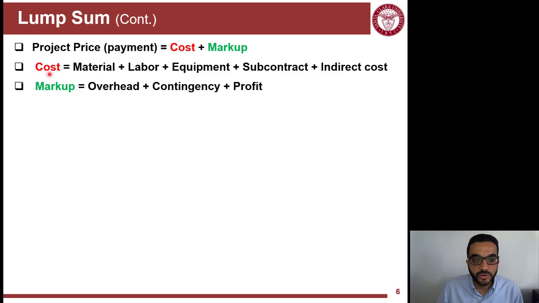Now the cost will include the cost of everything that goes into delivering the project: material, labor, equipment, subcontractors, and also indirect costs. We'll not go into details. This is part of the cost estimating course, but you can read more about these. Typically, you know how much things will cost you, and then you add on top of that the markup, which includes any overhead that's not included in the indirect costs, like site overhead and office overhead, and then contingency and profit. We'll cover contingency more later in this course, and profit is self-explanatory.